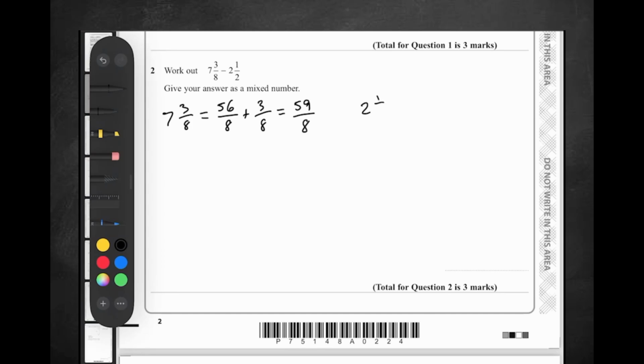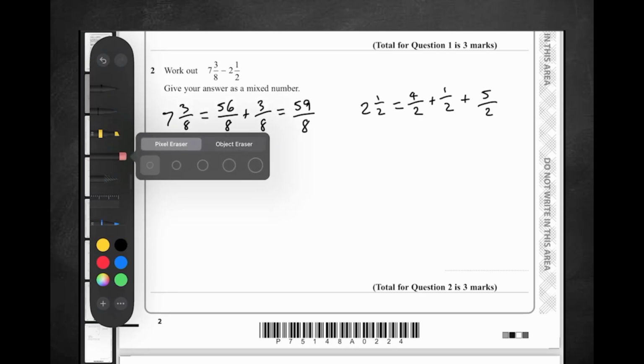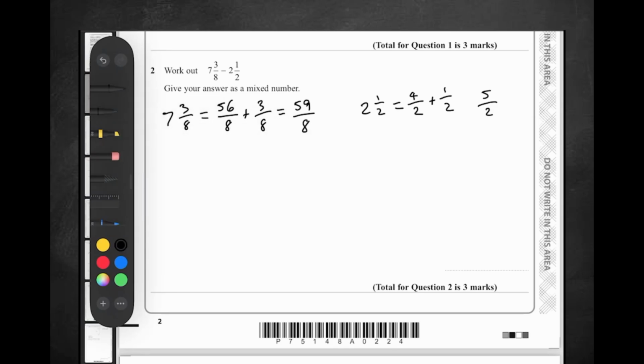And then 2 1/2 would be the same as saying 4 over 2 plus 1/2, which is, that should be an equal sign there. That's going to be too big. It is going to be 5 over 2. 5 over 2 is going to be 20 over 8 if we times the top and the bottom by 4. So we've now got our equation as 59 over 8 minus 20 over 8, which is 39 over 8.